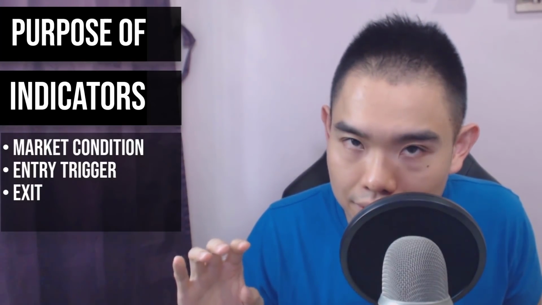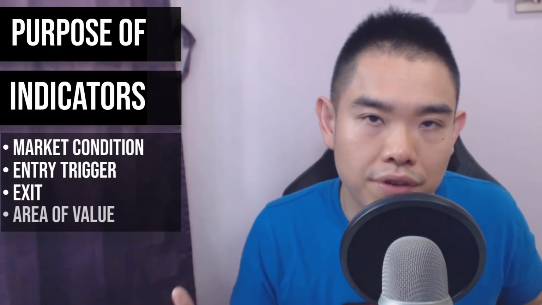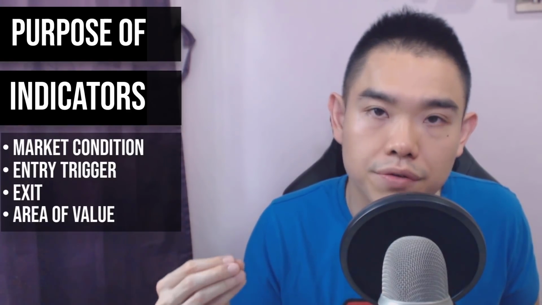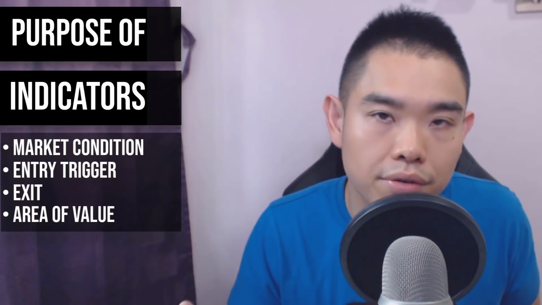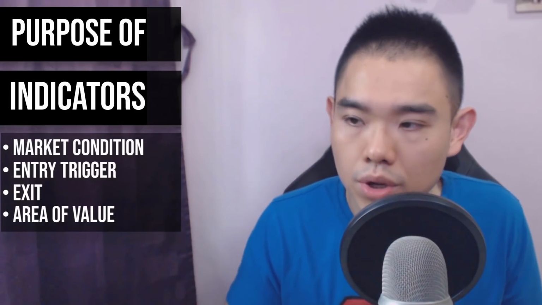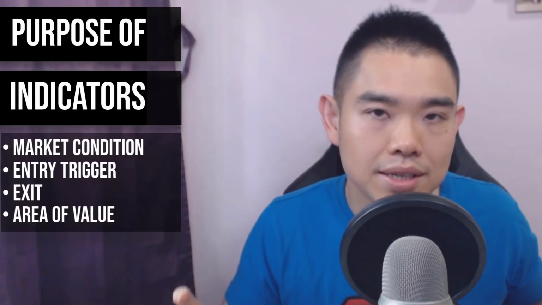And the fourth category is this: indicators can help you identify areas of value on your chart, especially when the market is trending. For example, in a healthy trend, I would say the 50-period moving average is a very useful tool to identify areas of value in this type of healthy trending market. So these are the four main categories of what indicators can be used for, and you must understand this.